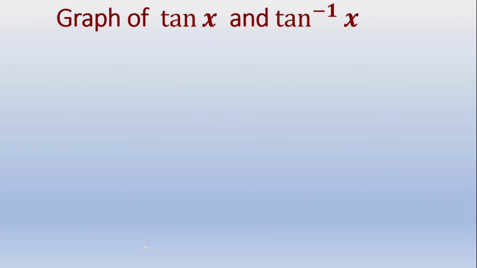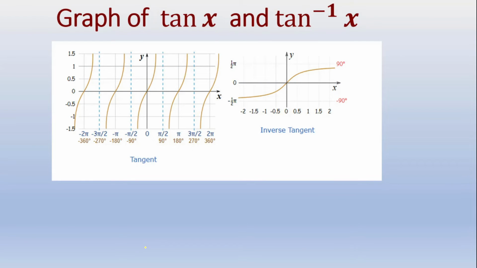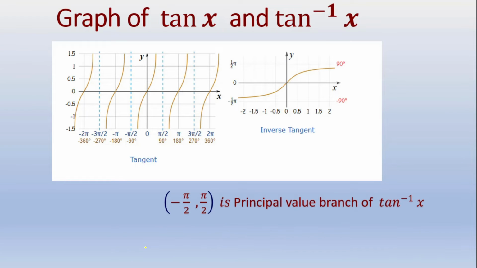Now let's see the graph of tan x. These are the graphs of tan x and tan inverse x. Here also you can again take the interval -pi/2 to pi/2 as the principal value branch for tan inverse x.